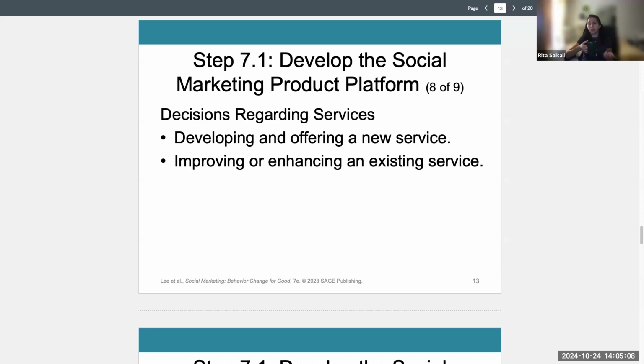On the other hand, when you're improving or enhancing an existing service, you are looking to modify or add features that make it more effective and/or more appealing. So a good example would be a recycling program that is underutilized. Adding digital reminders, increasing the convenience of recycling bins, or offering rewards for participants could enhance the program's effectiveness.